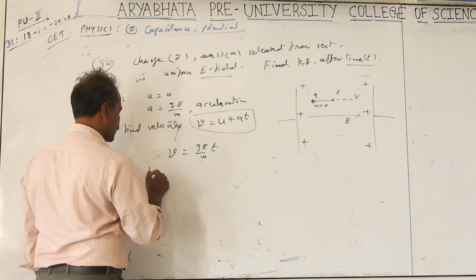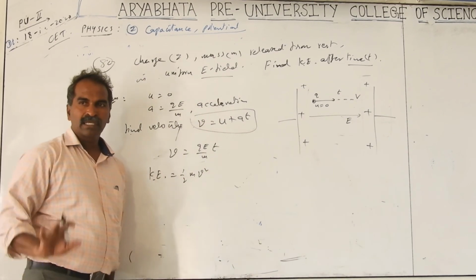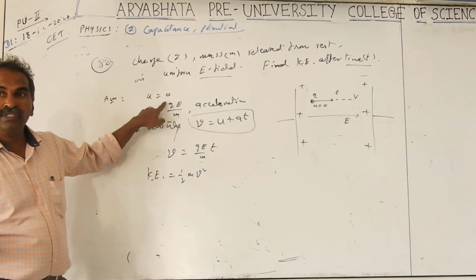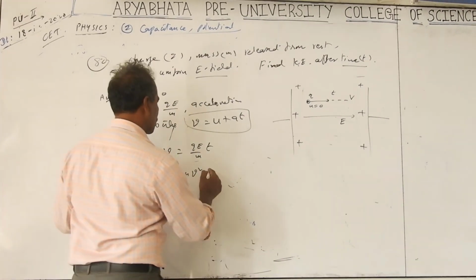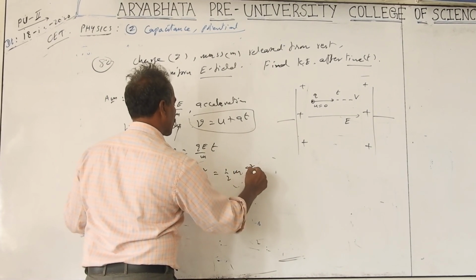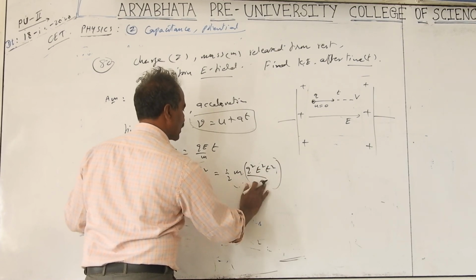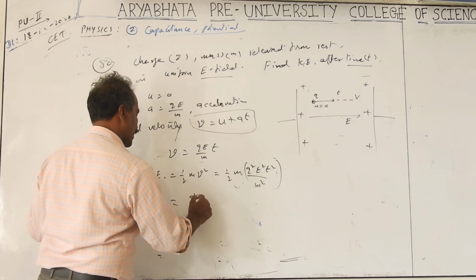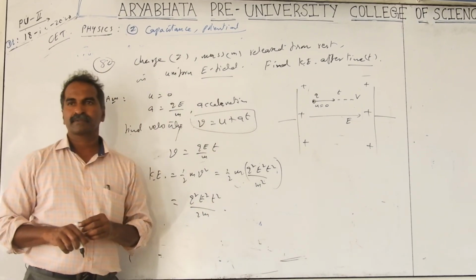Kinetic energy answer: kinetic energy equal to half m v square. It is actually the change in kinetic energy, which is always final kinetic energy minus initial. But the initial velocity is 0, so the initial kinetic energy is also 0. Only the final kinetic energy remains. So this is equal to half m into v square, meaning q square, E square, t square by m square. So one m cancels in this expression, which equals q square E square t square by 2m. That is the answer.